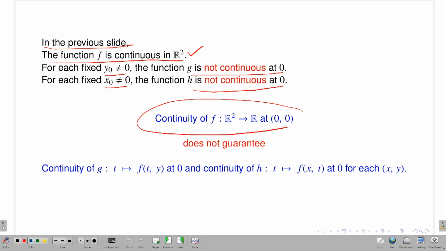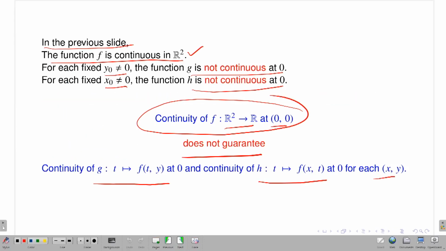So what is the moral? The moral is that I have just proved the continuity of f at (0,0), and it does not guarantee the continuity of g at 0 and the continuity of h at 0. That is very important. So I have two sets of examples. In one, I have an example of f which is not continuous at (0,0), however the functions g and h are continuous. Here it is different: I have the continuity of f at (0,0), but I do not have the continuity of functions g and h at 0.